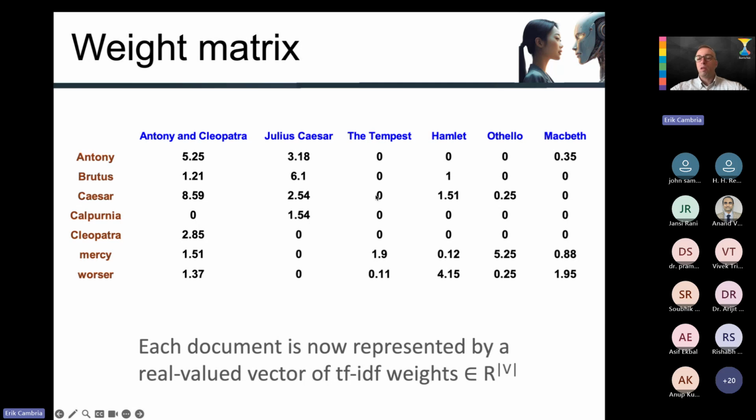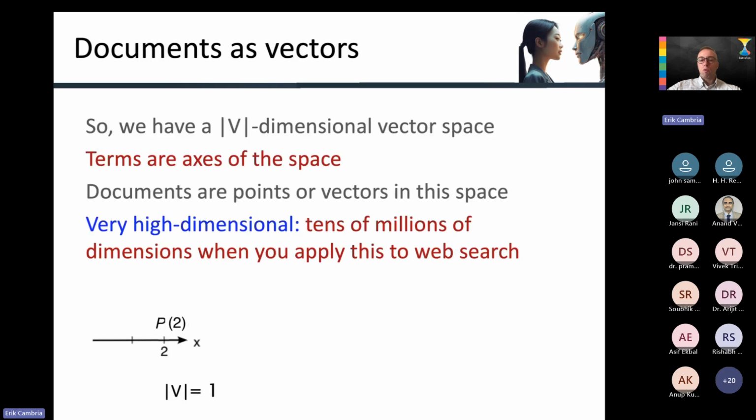And the way this works is that, for example, the Tempest doesn't contain any of the 5 words that are here, Antony, Brutus, Caesar, Calpurnia, Cleopatra, but contains some of Mercy and Worcester. So this is useful for many different reasons, because then you can calculate a distance or a similarity between two documents, and this can be used for information retrieval, for sentiment analysis, and so on.